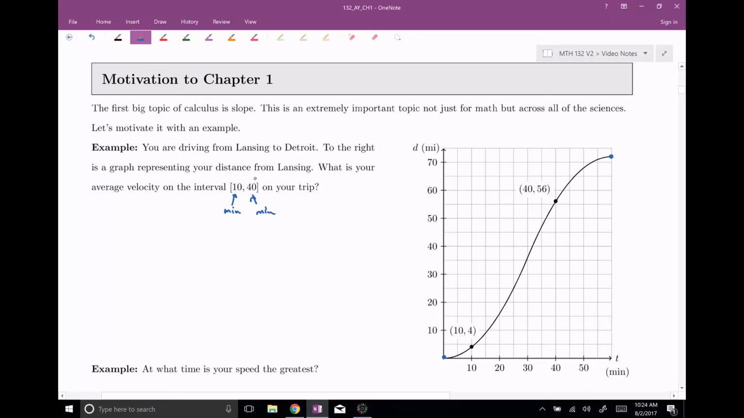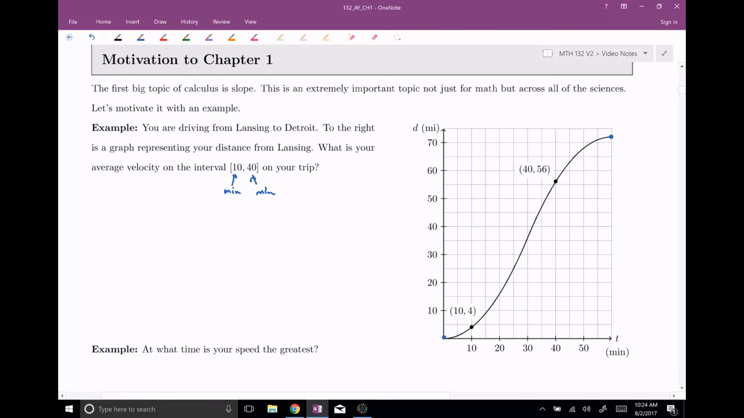This interval right here is given in the independent variable, so this is time, in this case time in minutes. And you can see I've given us these points. At time 10 minutes, it looks like we are only 4 miles away from Lansing. At time 40 minutes, it looks like we are 56 miles away from Lansing. And again, the question is, what is our average velocity?